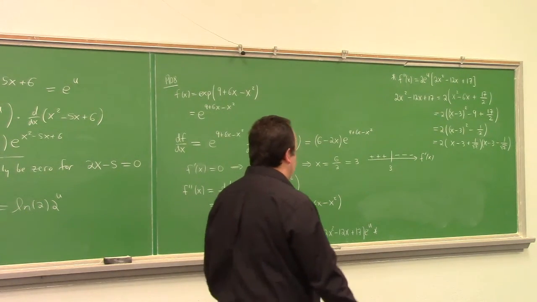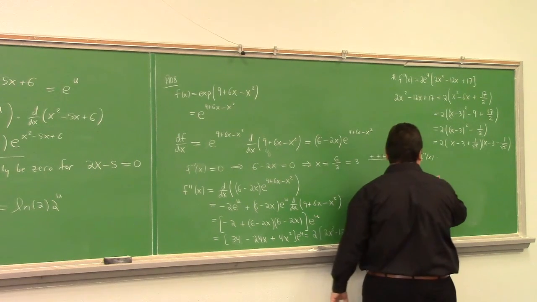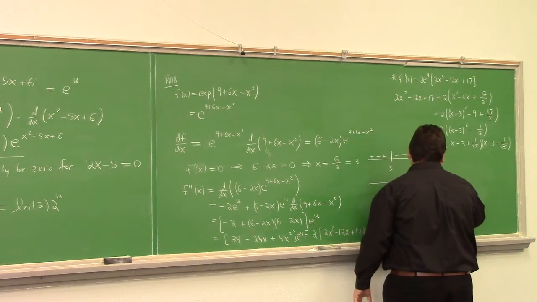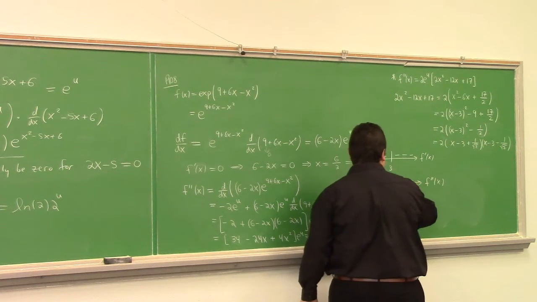For the second derivative, you should get the same thing. So we're at 3 plus or minus root 2, right? So we're like 1 over here and 1 over there, yeah?